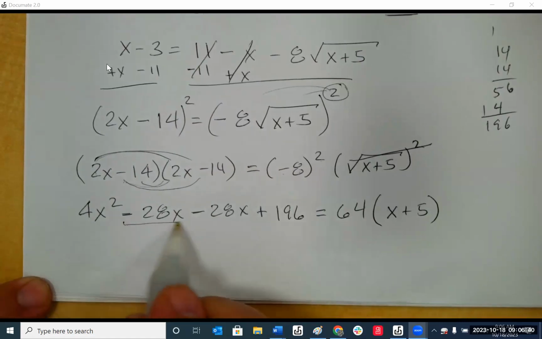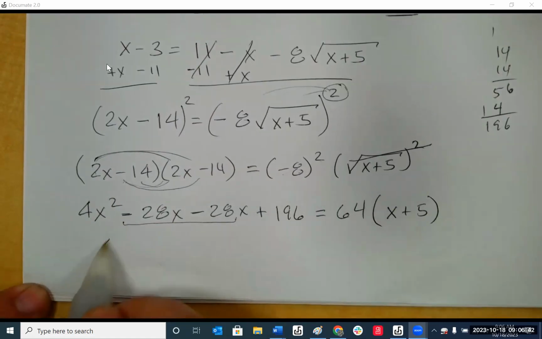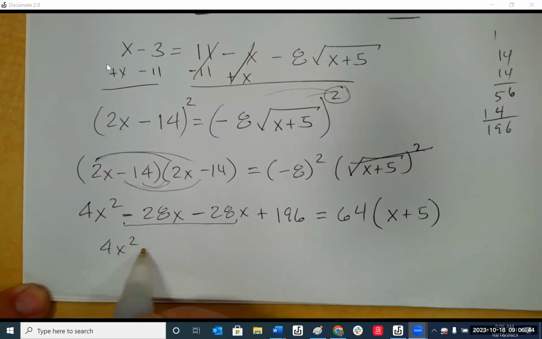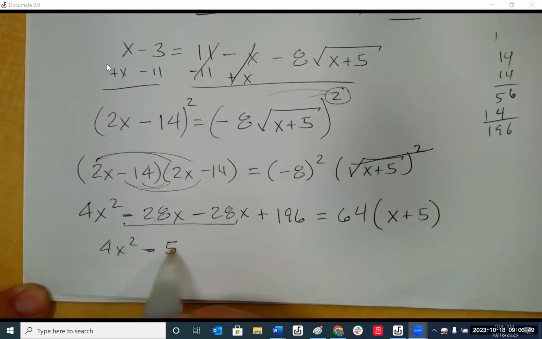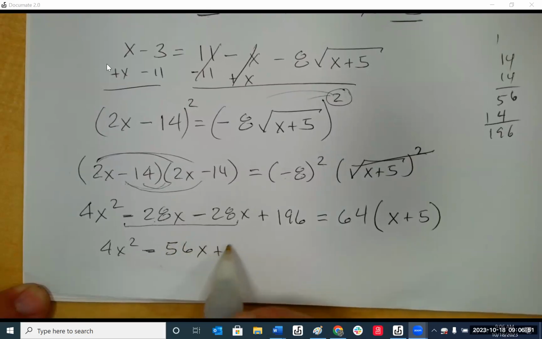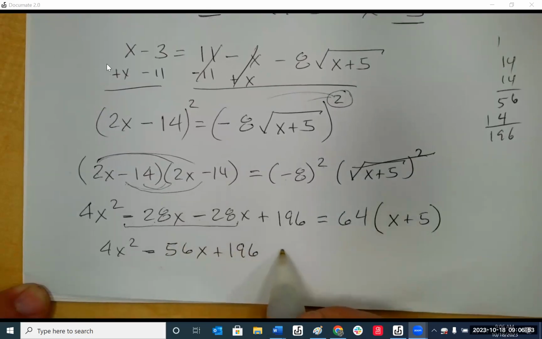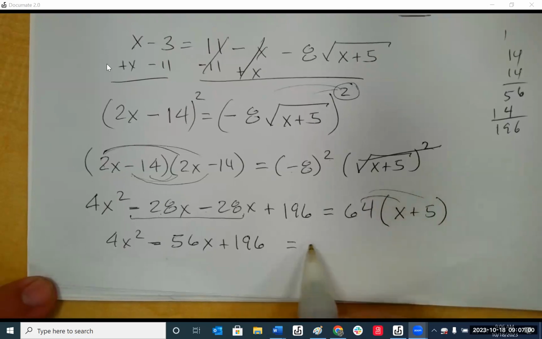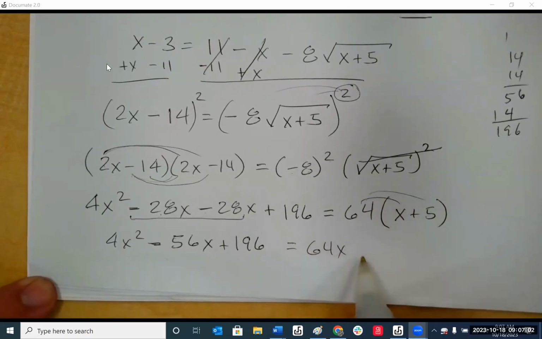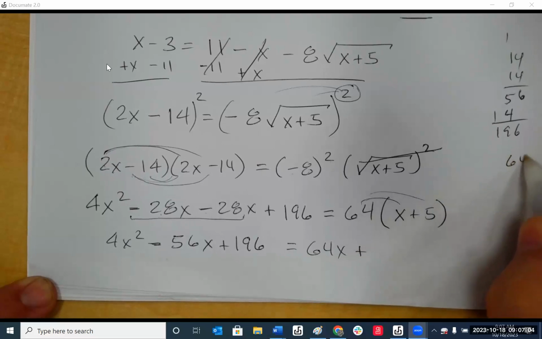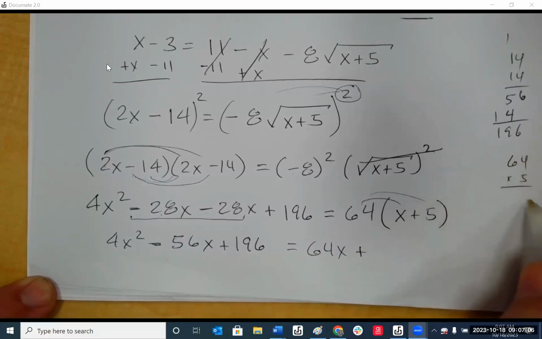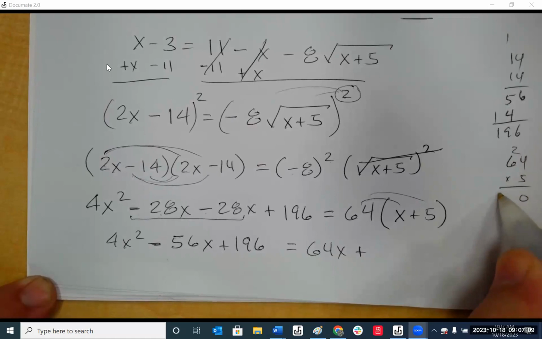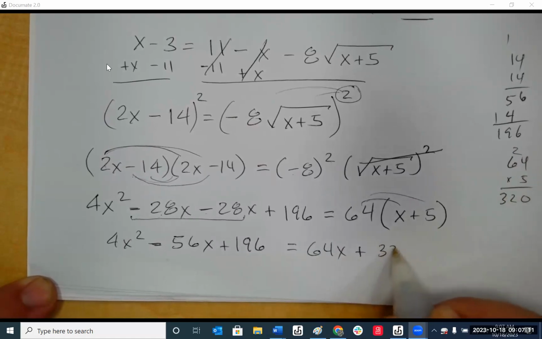Combine like terms. So we have 4x squared. They're both negative, so 28 and 28 is 56. We have 64 times x. 64 times 5 is 320.